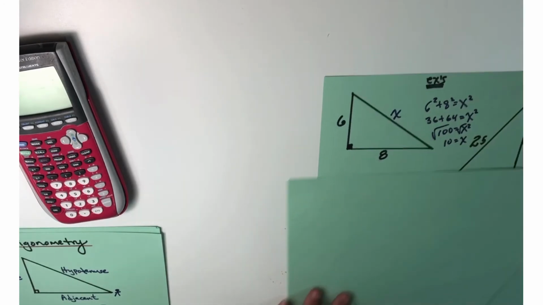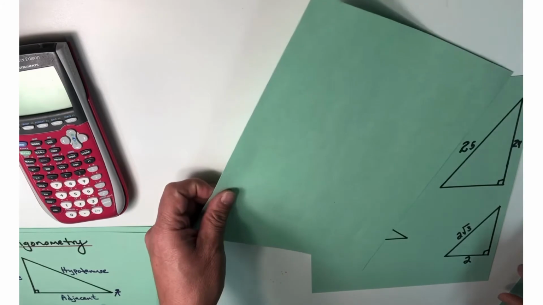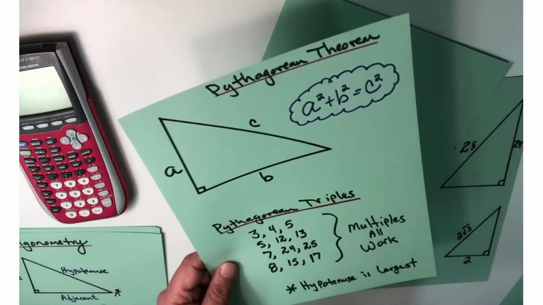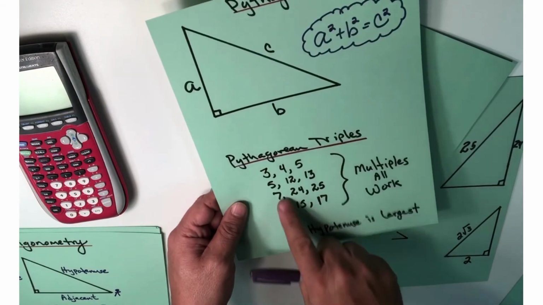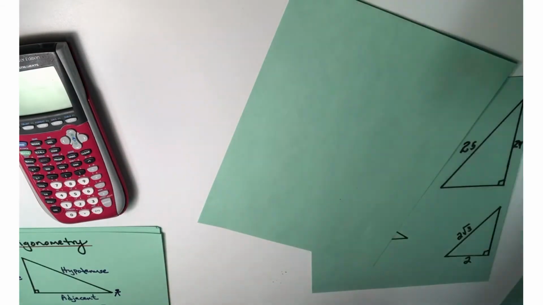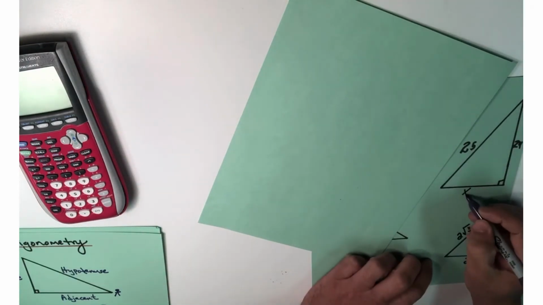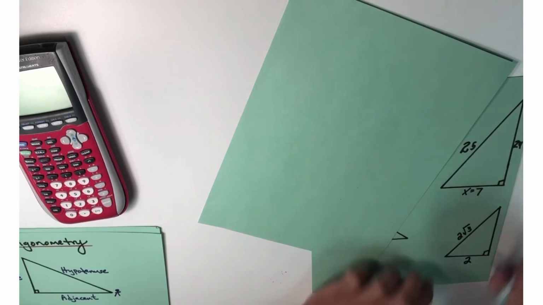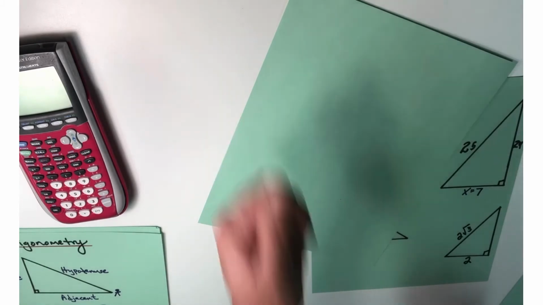Let's try this one over here. Well, once again, hopefully you caught on by now that this is a triple. And so keep your triples handy. 7, 24, 25. Again, if I was to call this x, there's my 7, there's my 24 and 25. Yes, this would be 7 and you'd be done like that.